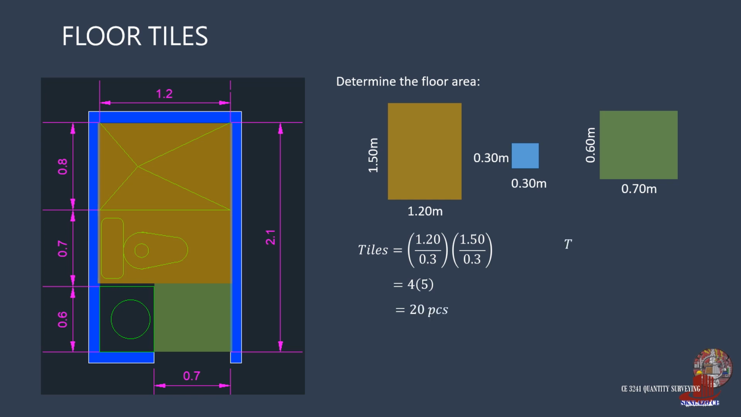For the smaller area, the horizontal sides make 0.7 divided by 0.3. Then the vertical lengths make 0.6 divided by 0.3. The first quantity is simplified as 2.333 and the second makes 2. 2.333 is then rounded up to 2.5, but the 2 remains the same. Thus, 2.5 times 2 is 5 pieces, making the total number of floor tiles as 25 pieces.